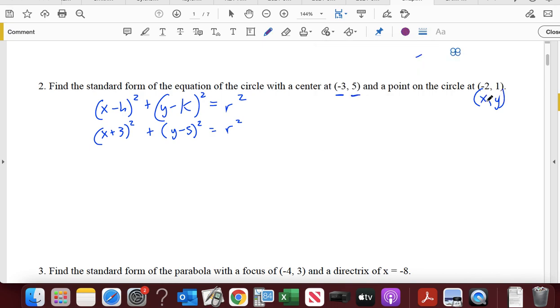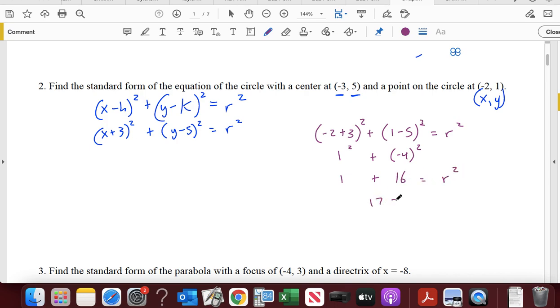So now we're going to plug in our x and y to solve for r. So I've got negative 2 plus 3 squared, just again substituting in for x and y in this equation, plus 1 minus 5 squared equals r squared. So now we can simplify and solve for r. So it's going to be 1 squared, which is 1, plus negative 4 squared, which is 16, equals r squared.